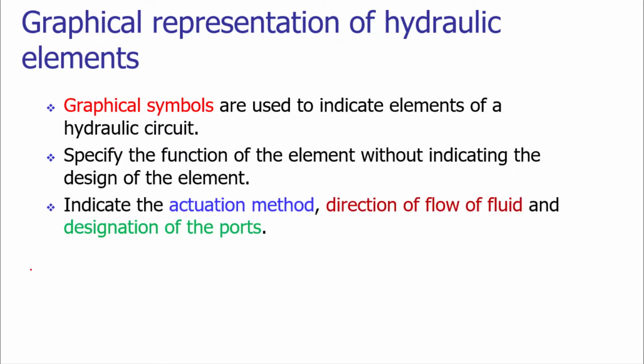However, these graphical symbols should indicate the actuation method. What kind of actuation method is being applied? Is it mechanical actuation, pneumatic actuation, pilot actuation, hydraulic actuation or electromechanical actuation? The graphical symbols should represent the direction of flow of fluid, which is very essential. Otherwise, it is meaningless to just put the symbols in the circuitry without giving the direction of the flow of fluid. Then the designation of the ports.